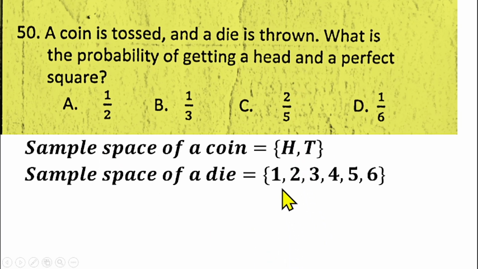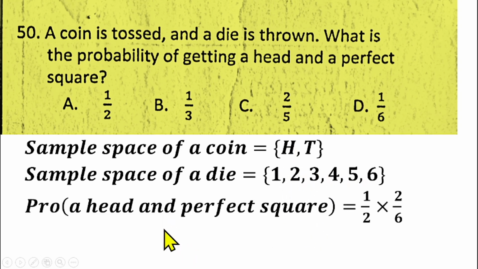Perfect square. What are the perfect squares here? We have 1 and we have 4. So that means 2 out of 6. So the probability of a head and a perfect square is 1 over 2, which is head, and the probability of a perfect square is 2 over 6. That's 1 over 3. So that gives us 1 over 6, which is option D.